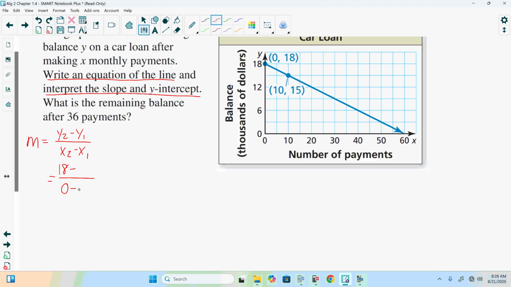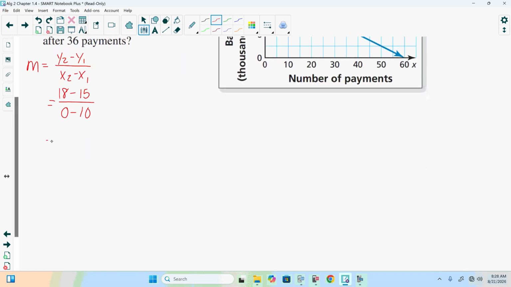Whichever y value we pick first, its x value has to go first. Since we picked 18 for y, x has to be 0 first. That means the other y value has to be 15, and its corresponding x has to be 10. At this point here, I'd grab that calculator, throw it in, let it do the work. 18 minus 15 is, almost put a negative, it's just 3. 0 minus 10, just 10. So we have negative 3/10.